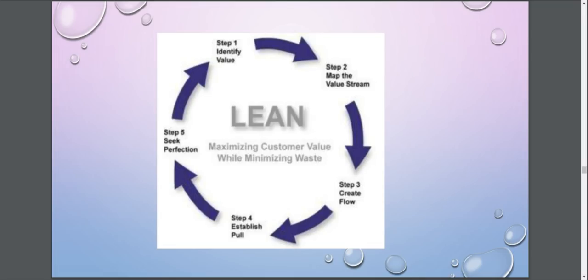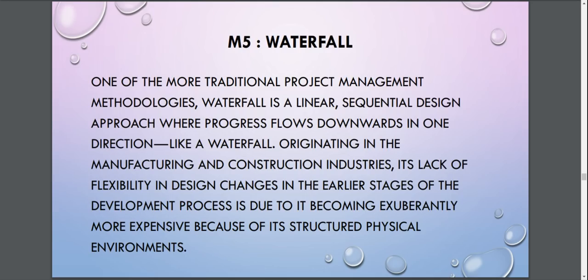Alright? So the first step is they need to identify the value, and in step 2 they map the value stream. Step 3, they create the flow. Step 4, establish the pool. And step 5, seek the perfection. So that is the process of lean. Okay, then we go to next methodology, to waterfall.